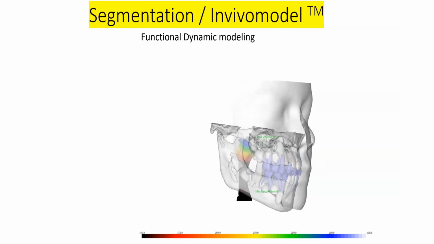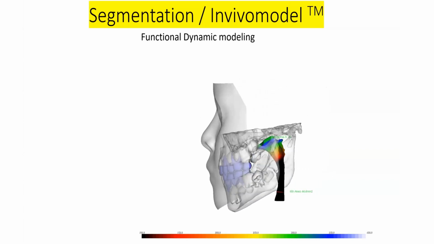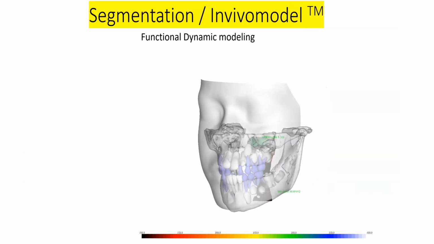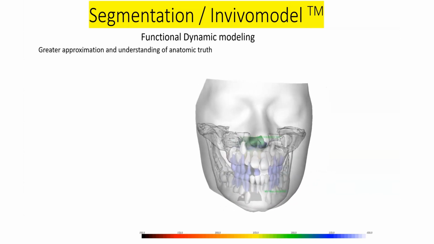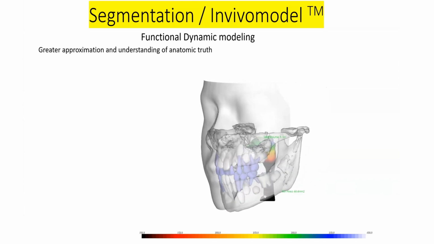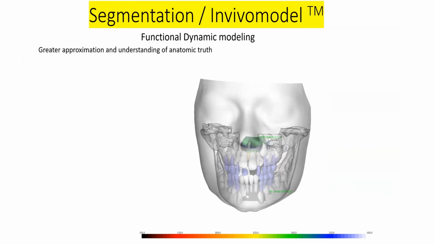Okay, so segmentation. This is just a pretty artistic rendering of an Onata model. You can do all kinds of cool images here. But what are some of the advantages of functional dynamic modeling? A greater approximation and understanding of that anatomic truth.